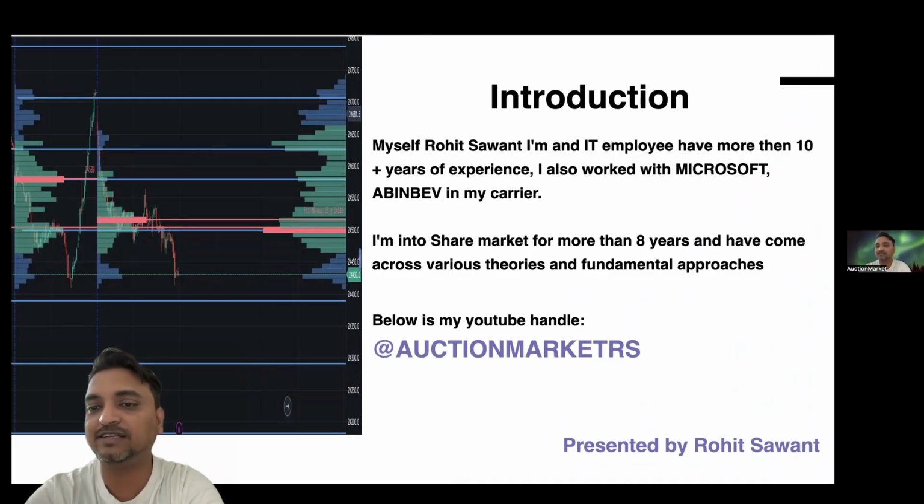I have come across various theories and fundamentals, but I did not get the desired result, since 90% of traders are making losses in the market, and only 10 to 15% of traders are making a profit. That's the reason I came across this theory, and it is very simple. It is not rocket science. You just have to focus on the volume nodes and the market profiles.